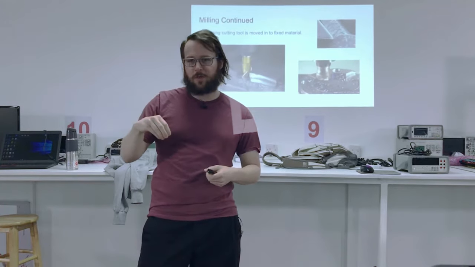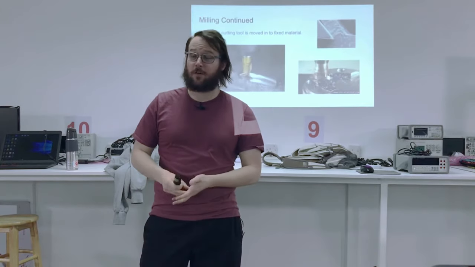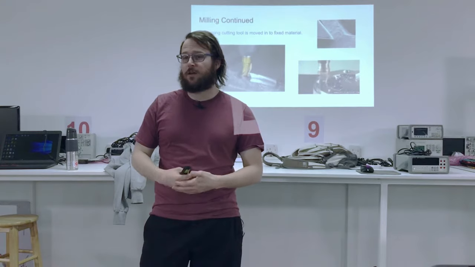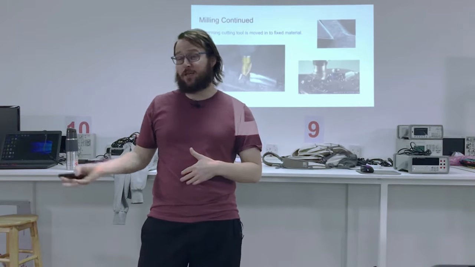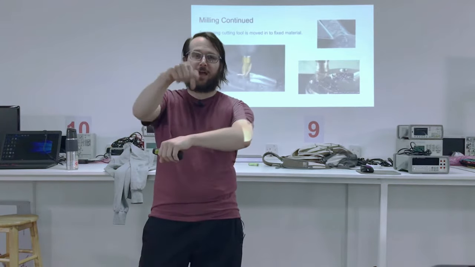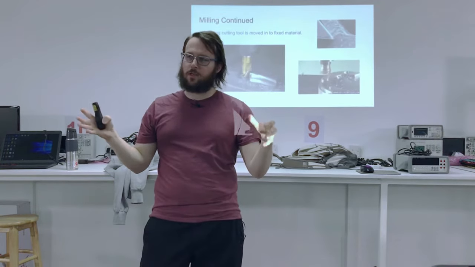And as it moves into the material and it's spinning, these sharp cutting edges will cut away the material. So this is what's called a subtractive manufacturing process. That term is used in contrast to something like 3D printing, which is an additive manufacturing process. In 3D printing, you start from nothing and add to it until you make something. But with this, you start from a block of something and you subtract from it.